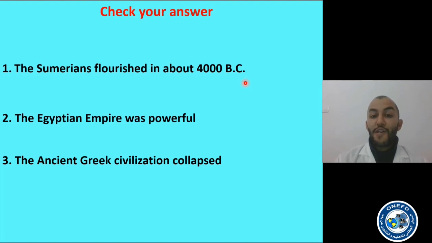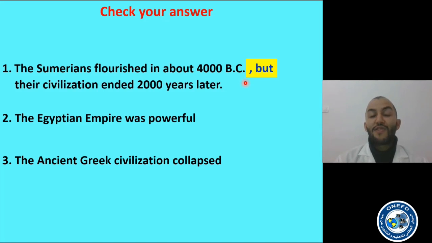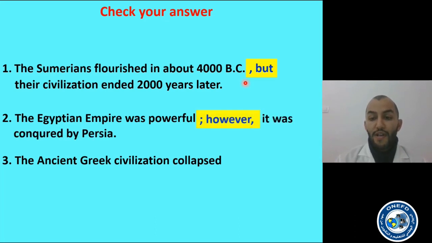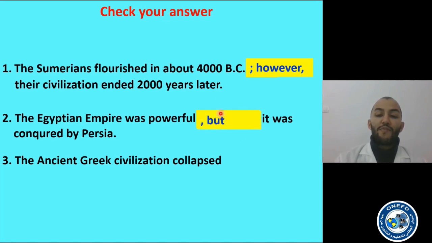The first one: the Sumerians flourished in about 4000 BC, but their civilization ended 2000 years later. Number 2, the Egyptian empire was powerful. However, it was conquered by Persia. Now look, here you have but and here however. You need to know that these can be used interchangeably. Instead of however, you can use but, and instead of but, you can use however, because we can use them in an interchangeable manner.